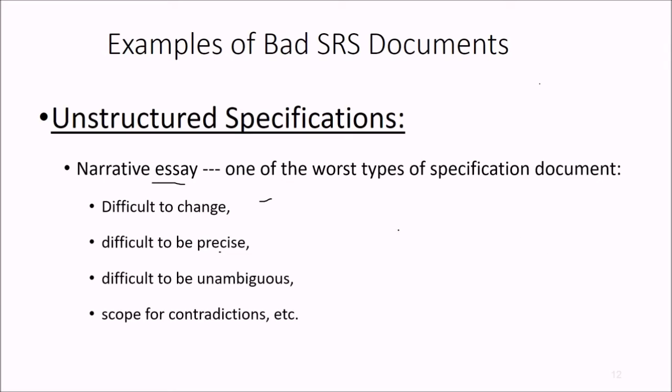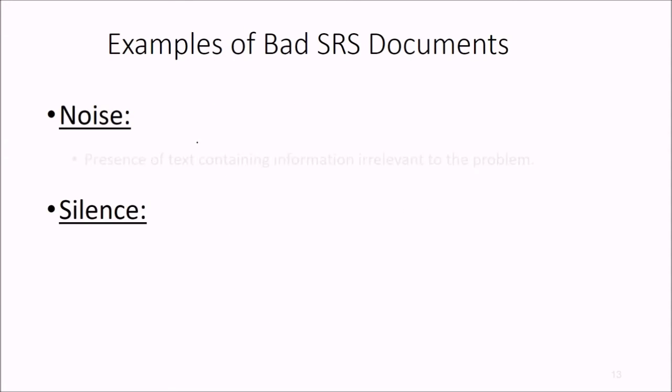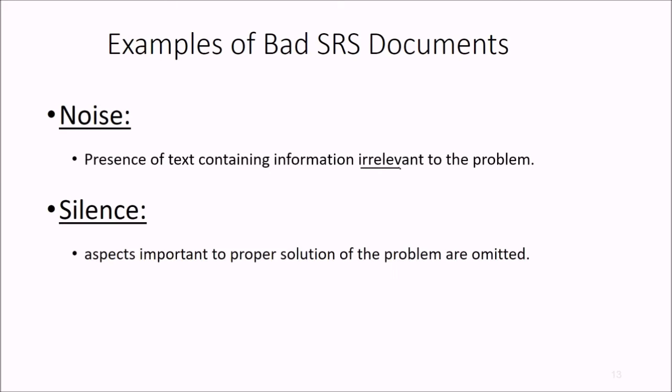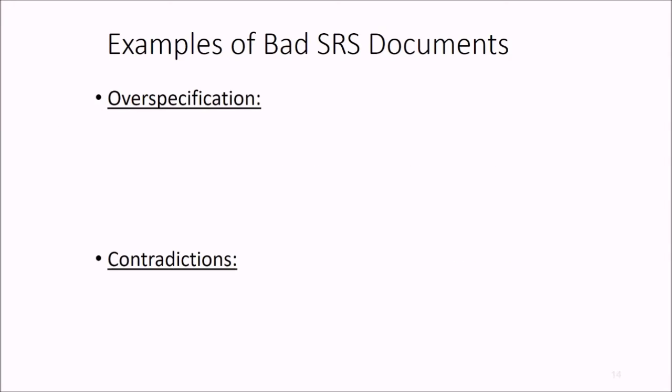And then there will be a lot of scope for contradictions. Then noise: the presence of text containing information irrelevant to the problem. If you write things which are irrelevant, we call them noise. And what about silence? Aspects important to the proper solution of the problem are omitted. You are oversighting; you are not writing those things which are very important. These are termed the silence category.